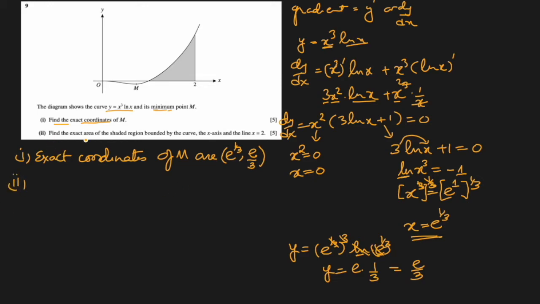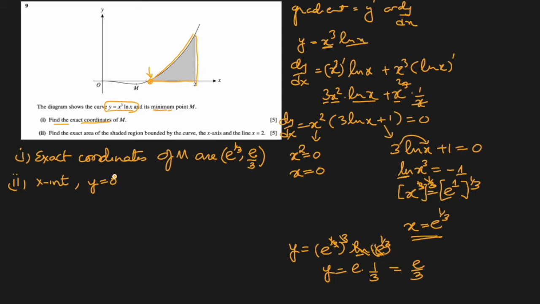Second part, find the exact area of the shaded region bound by the curve, the x-axis, this is the curve, this is the x-axis, and the line x equal to 2. This basically we have to find the area of, and for that, if I find the area under the curve from this point to 2, it will be done. So the problem is that we don't know the coordinates of this, but we know that this point is the x-intercept of this curve. So let's find the x-intercept.